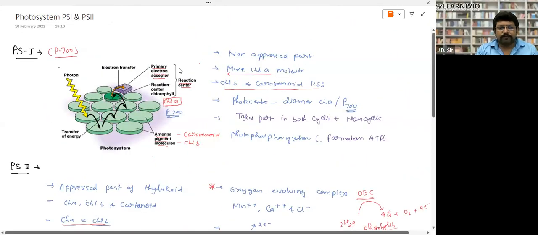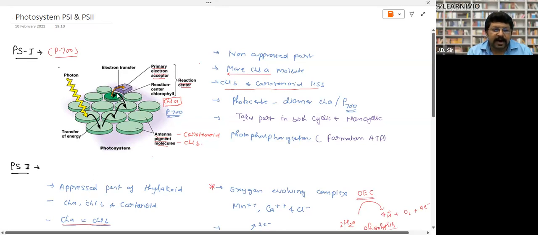Then look, what is the photosystem? Photosystem is the collection of a special kind of molecule, basically chlorophyll molecules. They trap the light and collect the energy, and that energy is utilized for the breakdown of the water molecule. Look, photosystem 1 is also known as P700, right? Because it captures light of 700 nanometer wavelength.